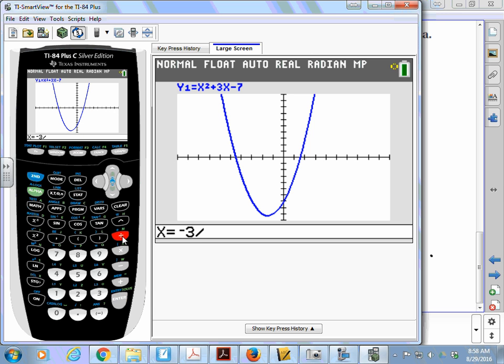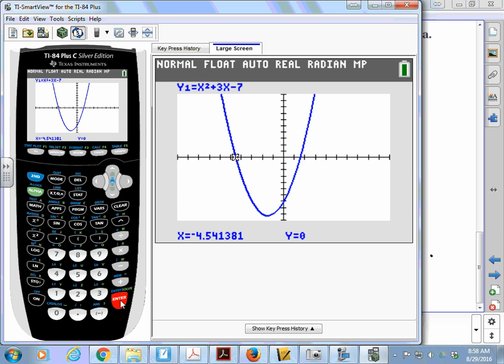Negative 3 divided by 2 minus square root 37 divided by 2. And then this will put you at the other zero.